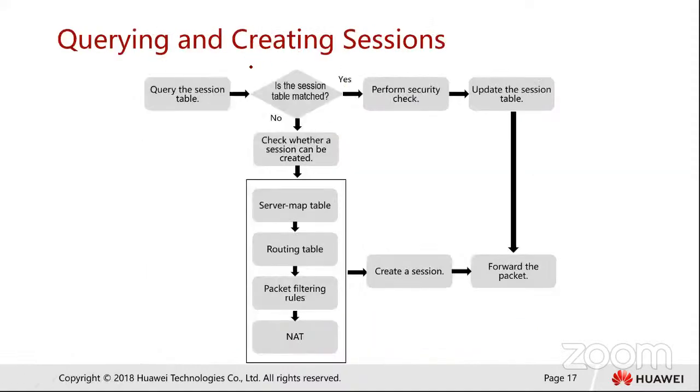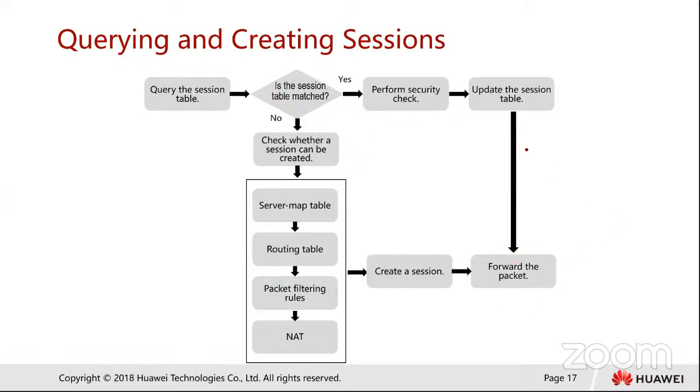So querying and creating sessions. Basically, you query the session table. Is the session table matched? If it is no, check whether a session table can be created. This means that it is passing our security policies, and then it will go ahead and create those entries in our session table. Look at the network address, the packet filtering rules, the routing table, server map, and then it will create the session. If the session table was already matched, it's going to just perform the security check and then update the session table, and then it goes ahead and forwards the packet.